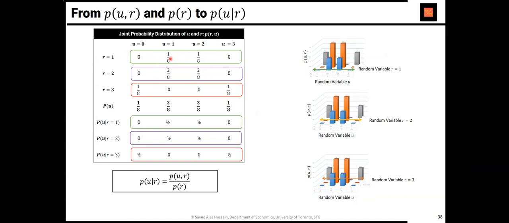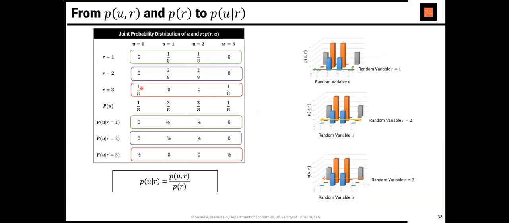Given that r is equal to 1, what's the chance of u being equal to 1? The sum of these numbers is 2/8. So 1/8 divided by 2/8, which of course is 1/2. What's the chance that u is equal to 2, given that r is equal to 1? 1/8 divided by 2/8, half.